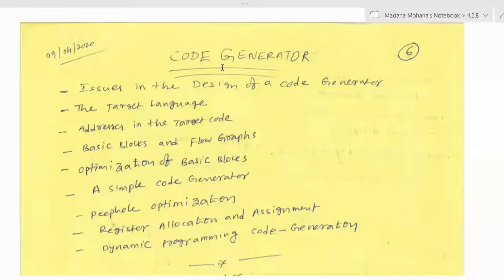Welcome to the course Compiler Design. In this lecture, we will start the last phase of compiler. So that is code generator. So this is the sixth phase of compiler.